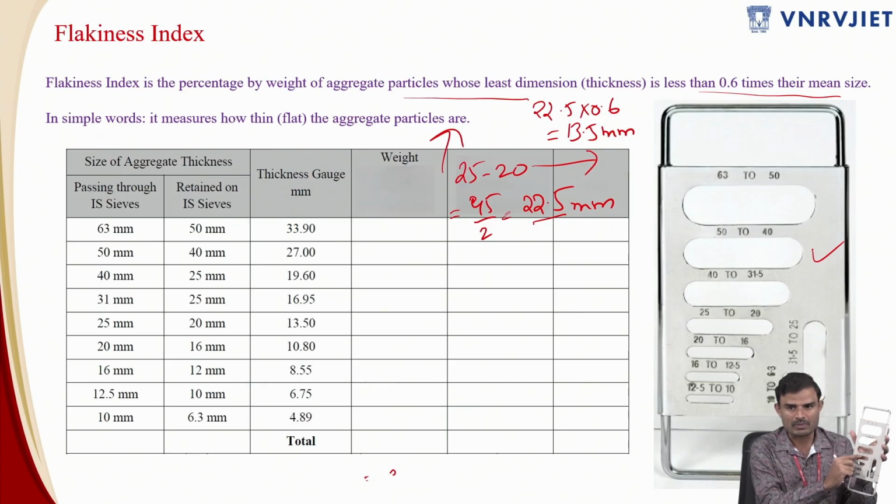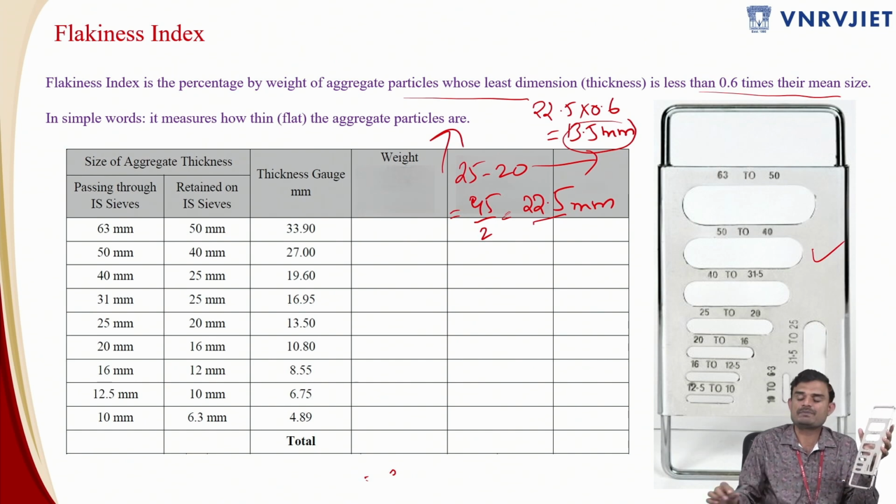So this is the opening which is provided over here. This is being demarcated as 25 to 20 mm. Now I have taken the aggregate particles which are passing through 25 mm and retained on 20 mm. So the mean value is nothing but 22.5, and 0.6 times the mean is nothing but 13.5 mm. If you measure with some scale over here, this particular value 25 to 20 mm, if we check over here, it is exactly equivalent to 13.5 mm. So that is how this has been designed.